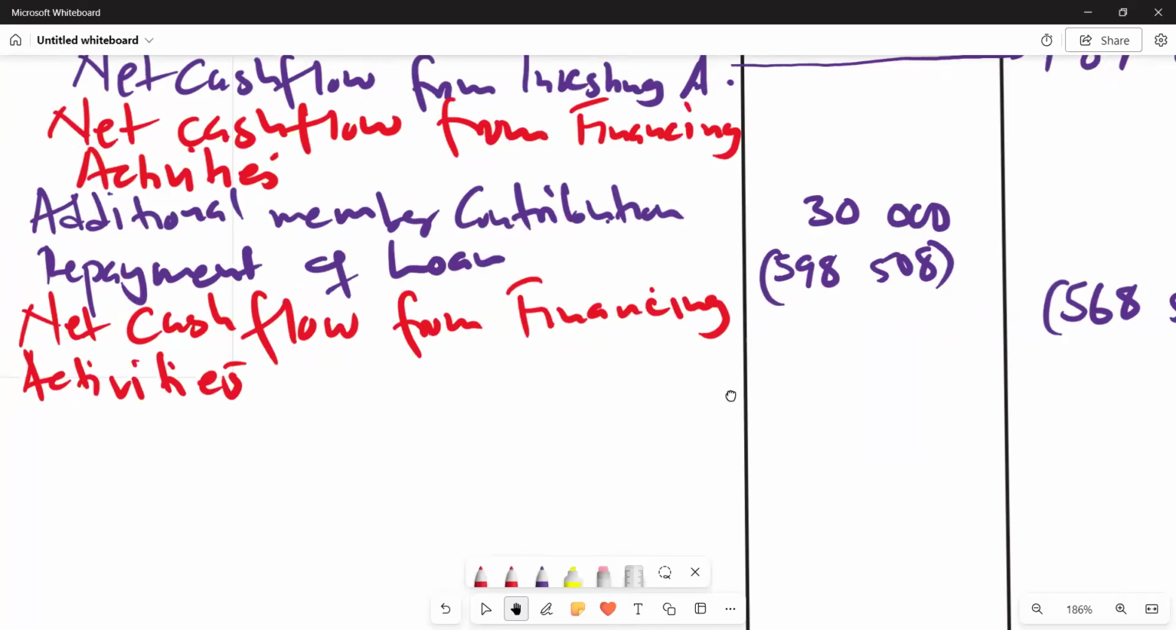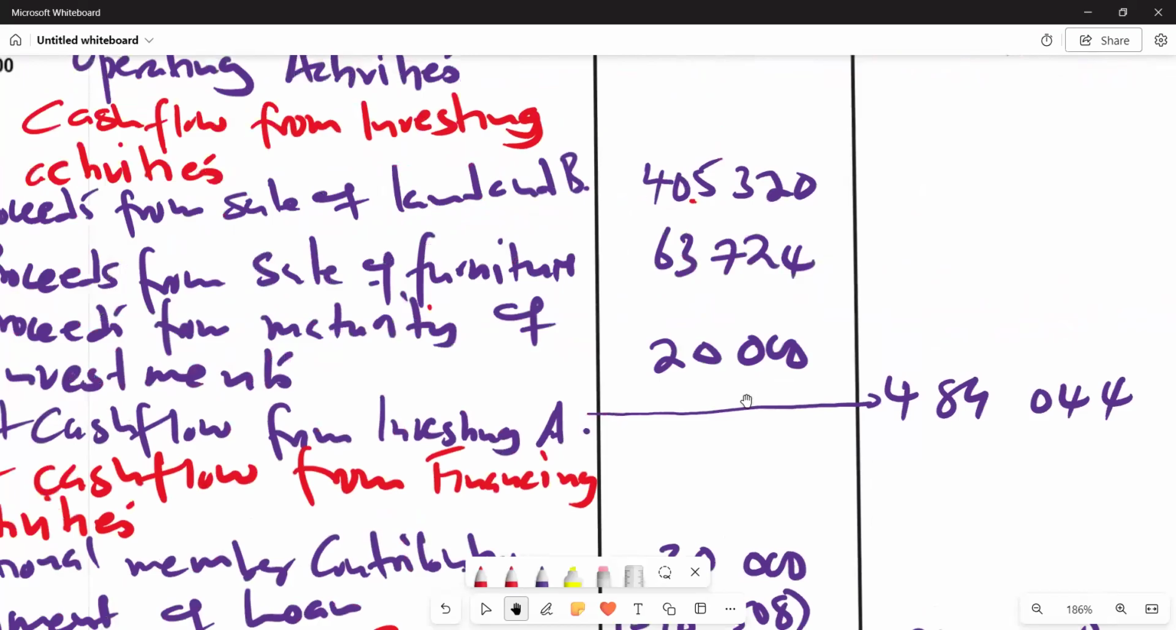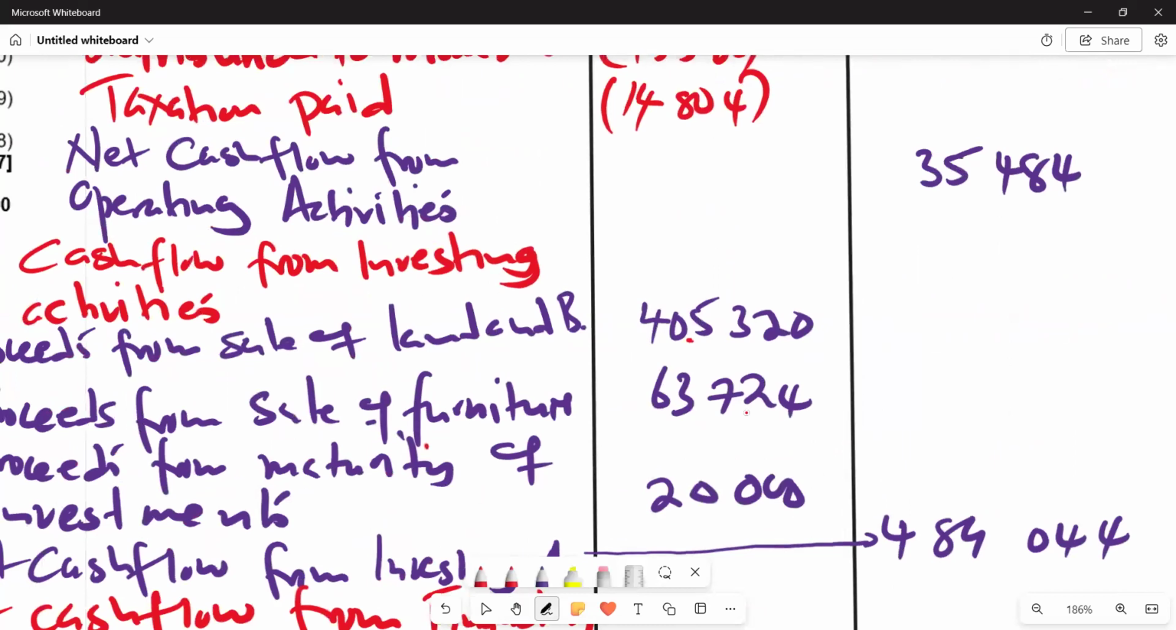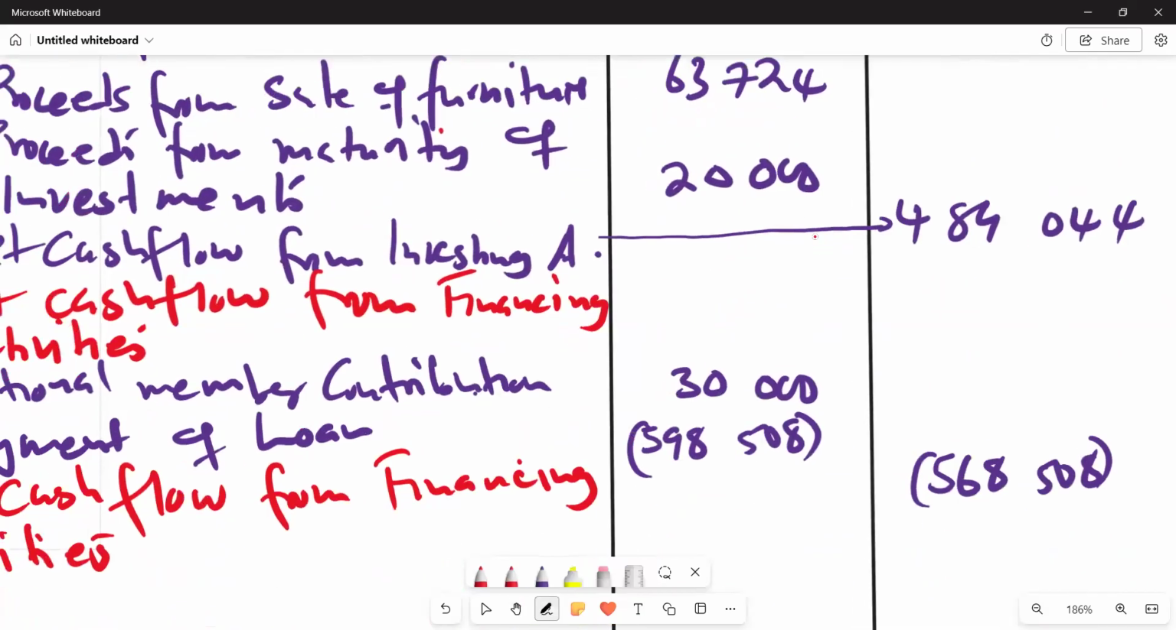Then I believe that now we are going to see whether we have got a decrease or an increase in cash. How do we find it? We start from the beginning. Remember, net cash flow from operating is a positive 35,484. And also the second one is indicating a positive 489,044. So we are going to add it to 35,484. Then the answer that we get finally, we also adjust for financing by subtracting 568,508. So basically, this is what we have.